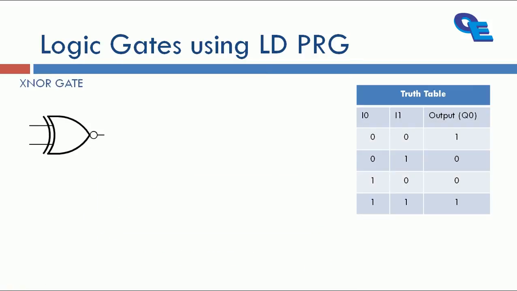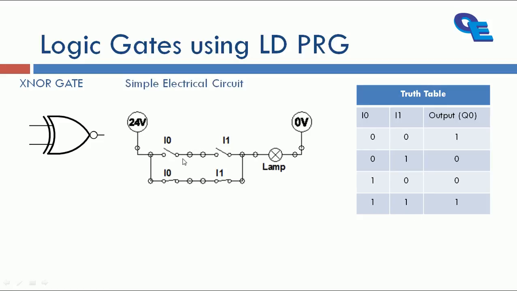XNOR is a reverse of XOR gate. Here you have to again consider there is only one output, but the input conditions are two. For that purpose, we have to take only one coil, but there will be a parallel branch of two contacts. Here you have to select I0, I1. Both are closed and both are open. Okay, now let us consider the circuit as it is.